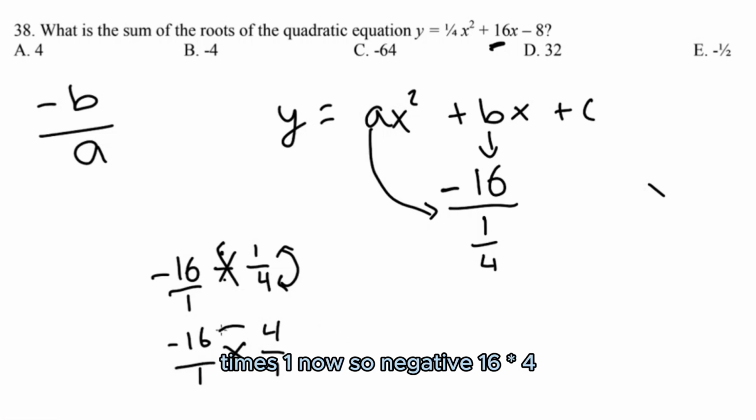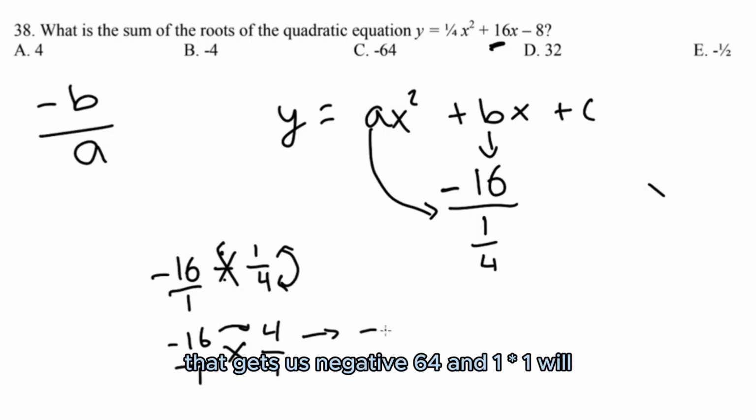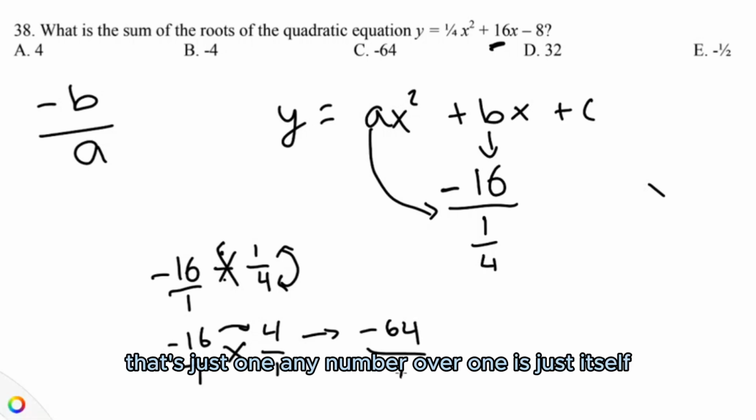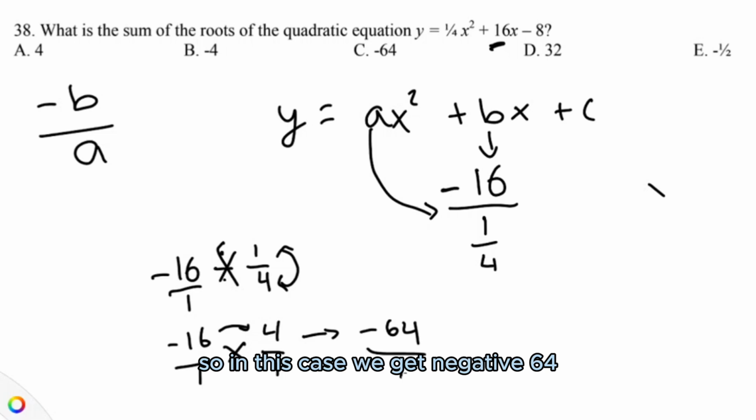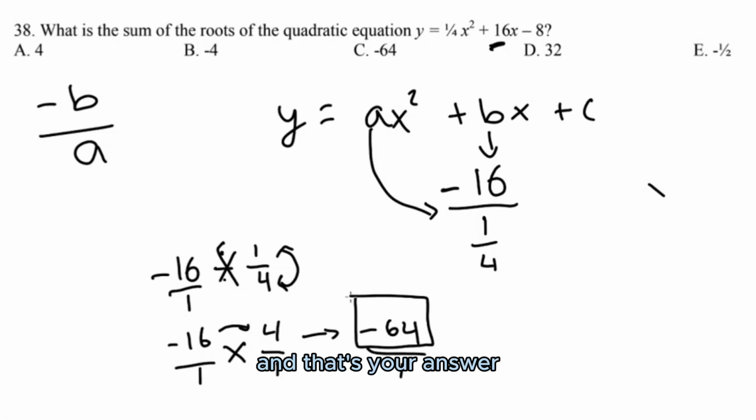So negative 16 times 4, that gets us negative 64. And 1 times 1, well, that's just 1. Any number over 1 is just itself. So in this case, we get negative 64, and that's your answer.